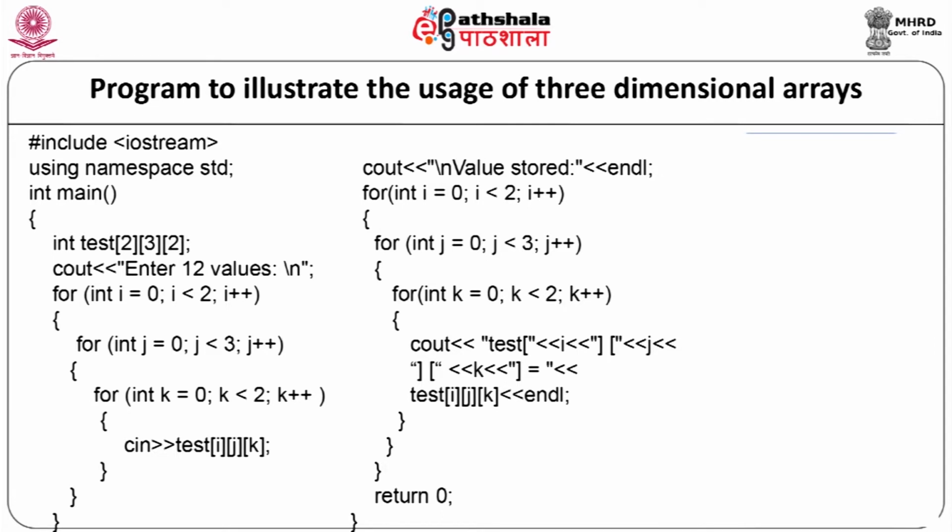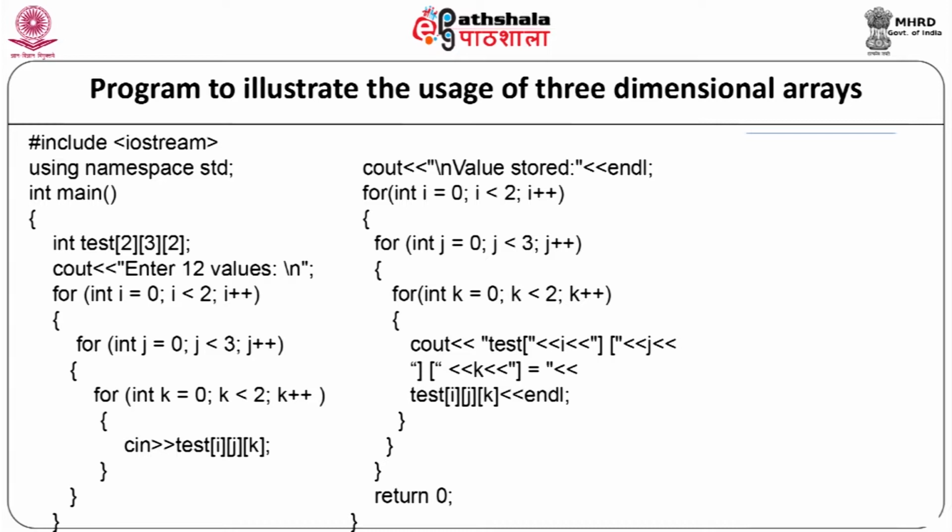Now, let us see a program to store values entered by the user in a 3-dimensional array and display it. We will start with our program: #include <iostream>, using namespace std. We will start with our main function, int main. Here we will declare the 3-dimensional array as int test[2][3][2]. These are the indices for 3 dimensions. cout "Enter 12 values".